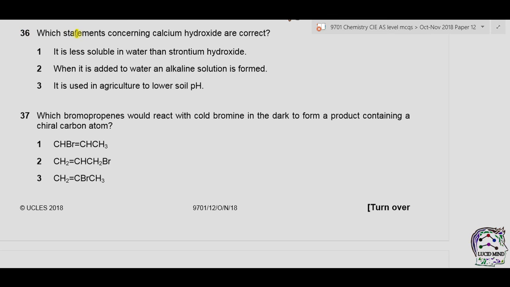Question 36. Which statements concerning calcium hydroxide are correct? Number 1. It is less soluble in water than strontium hydroxide. Now this is true statement because solubility of group 2 hydroxide increase down the group.